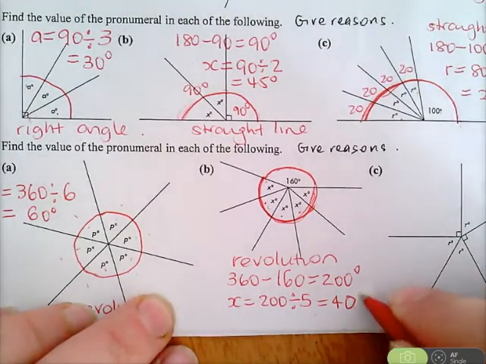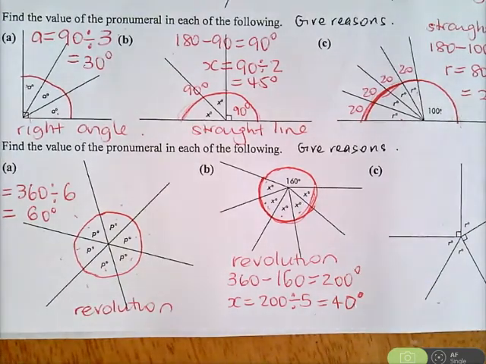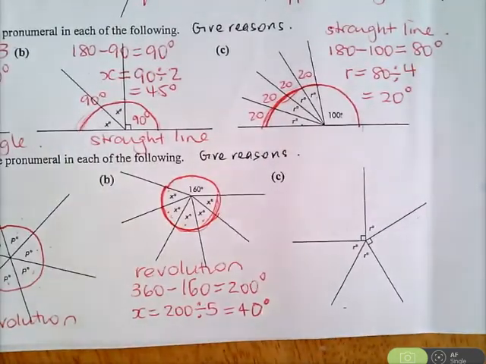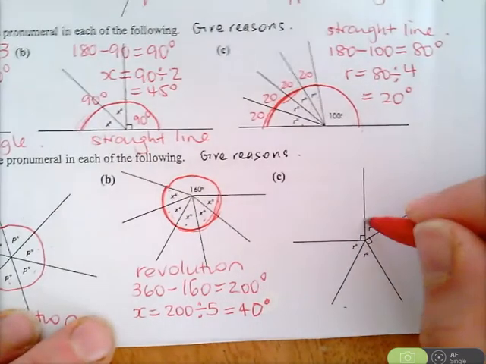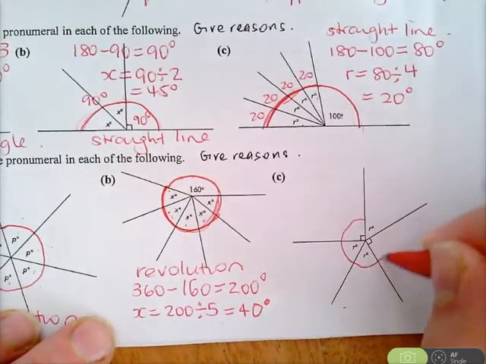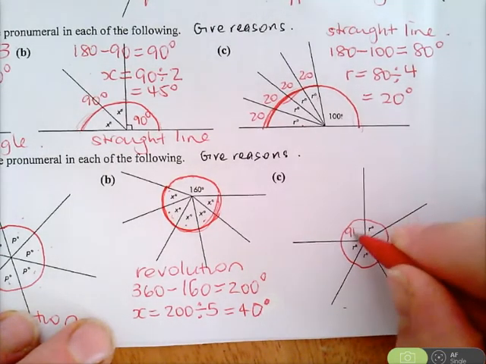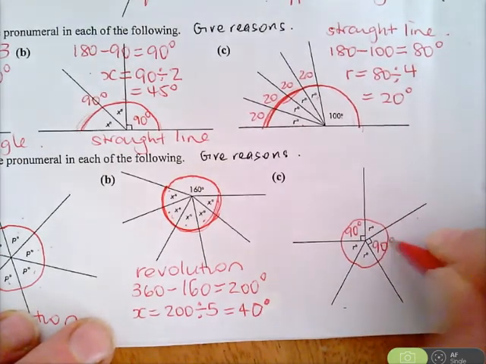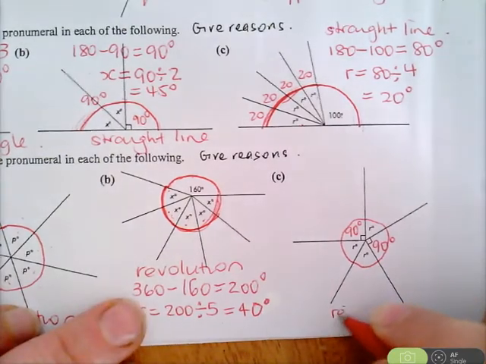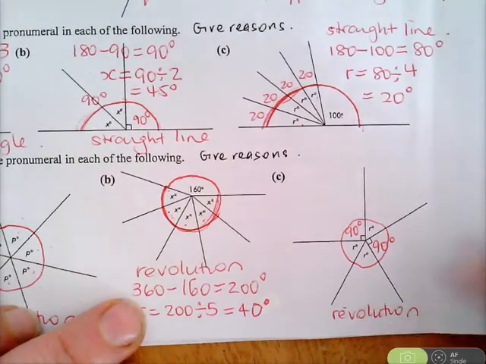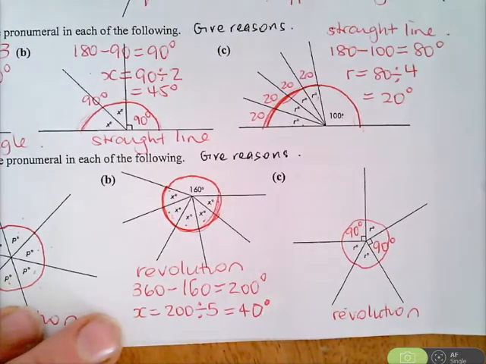So that's 40 degrees. And now with the last one, we've got, again, what sort of angle? We've got a revolution. Now let's see if we know the size of any angles. That's a right angle, which is 90, and so is that. So our reason again is a revolution. And we know a revolution is 360 degrees.